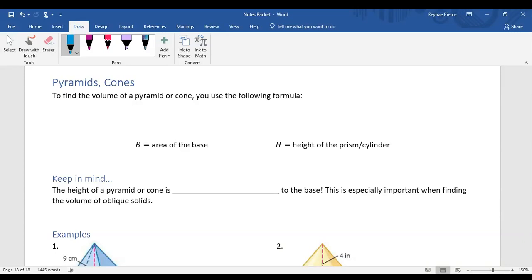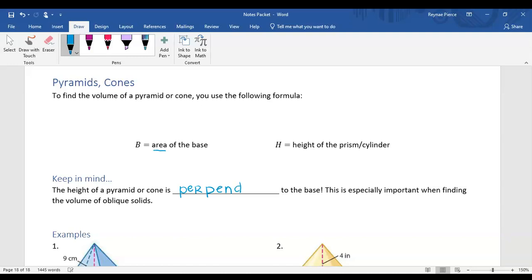Pyramids and cones is what we're going to talk about last. You're going to see a lot of similarities between this work and the work that we did for prisms and cylinders. We still need to identify and find the area of the base. The height, we still want it to be perpendicular.